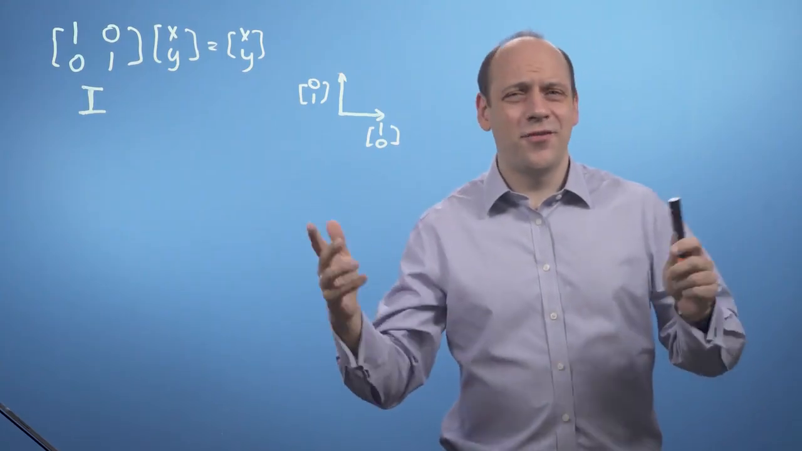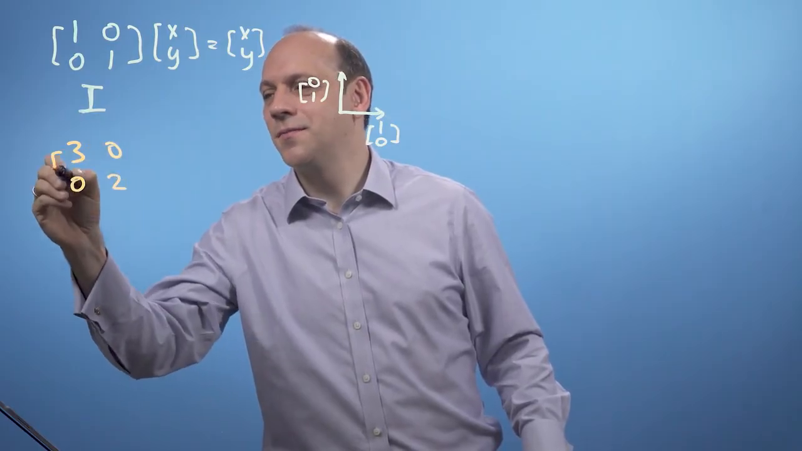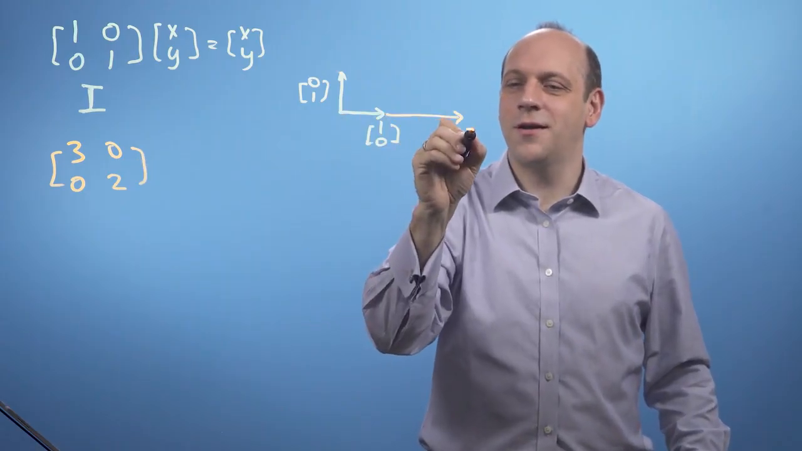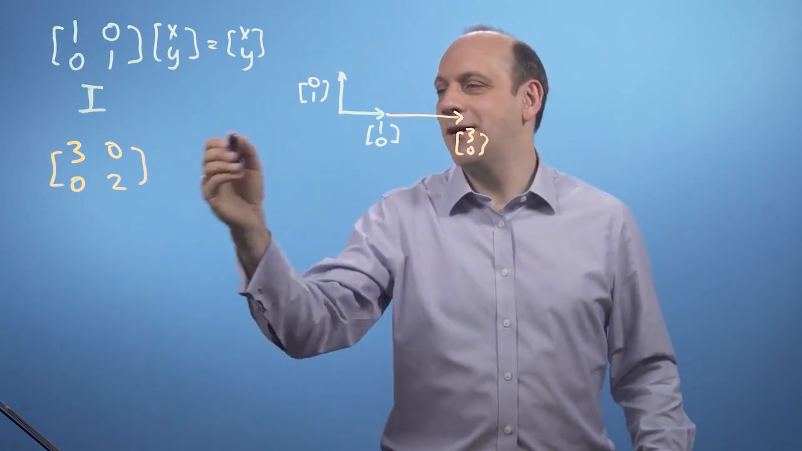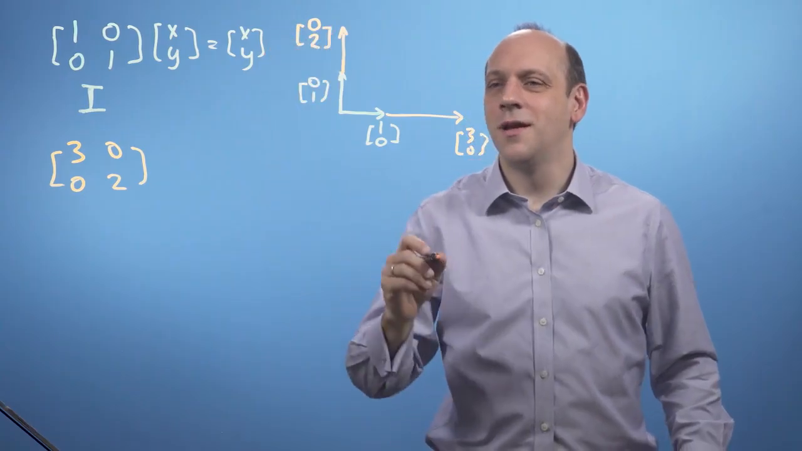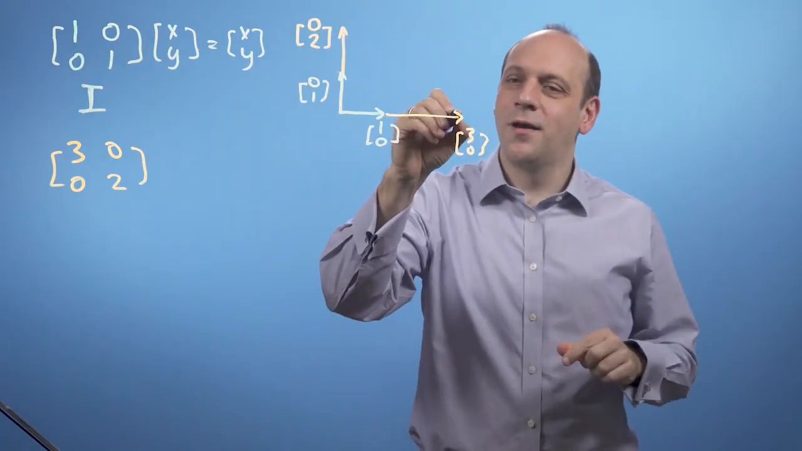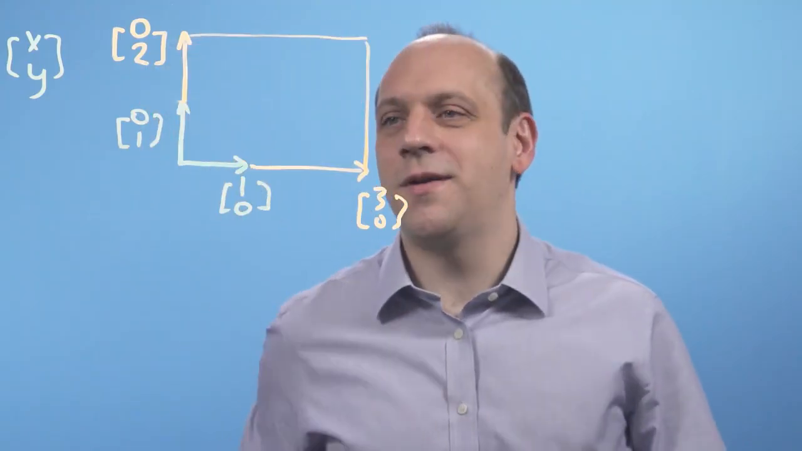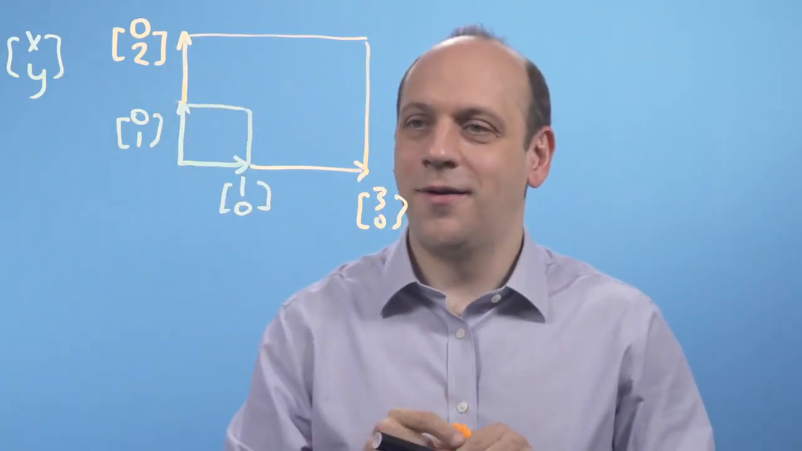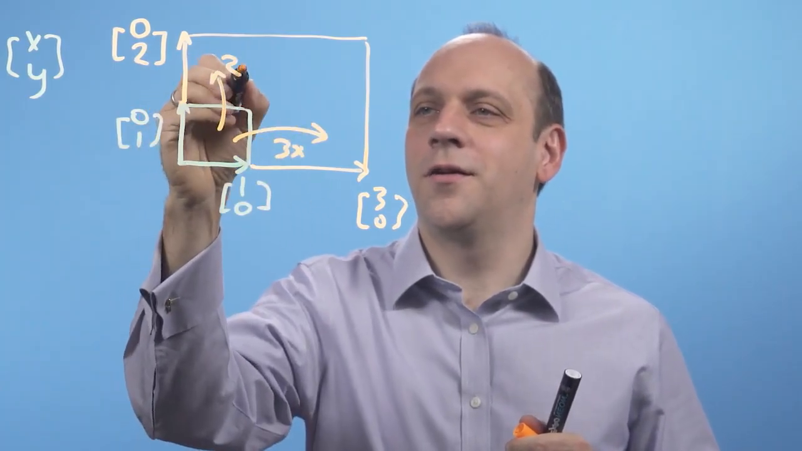Now, what if I have different numbers along the leading diagonal, something like 3, 0, 0, 2, for instance? Well, that's going to scale the x-axis here by a factor of 3. It's going to go to (3, 0) when I multiply it out. And the y-axis is going to scale by a multiple of 2. It's going to go from (0, 1) to (0, 2). So I've scaled space this way by a factor of 3 and that way by a factor of 2. So my little unit square has gone to being a rectangle from being a square originally. It's scaled up this way 3 times and this way 2 times.